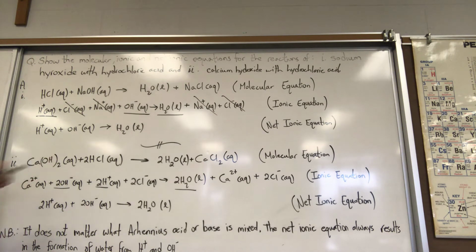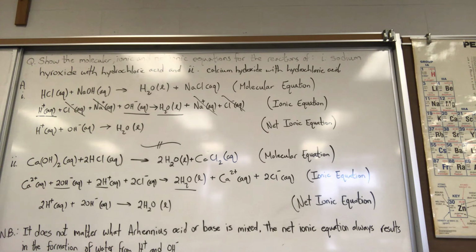Calcium hydroxide is mixed with hydrochloric acid. As a result of that, I had to put a 2 in front of the HCl to balance the equation. So you get two waters formed, and you get calcium chloride as the byproduct. Again, it's a soluble salt.